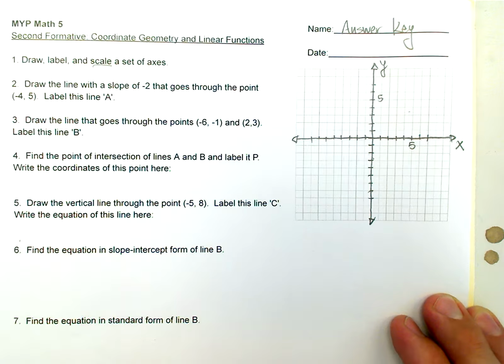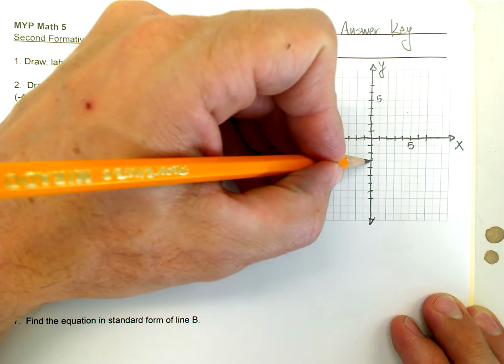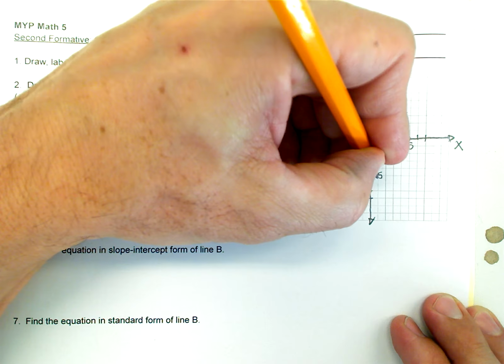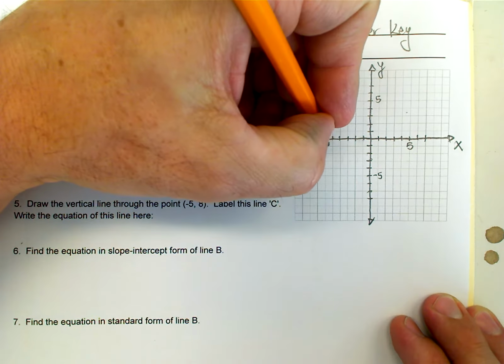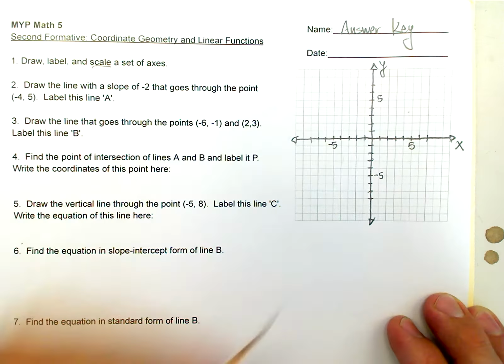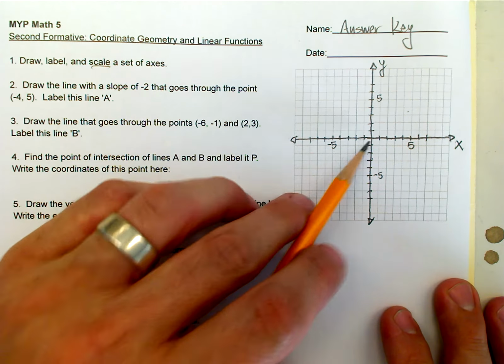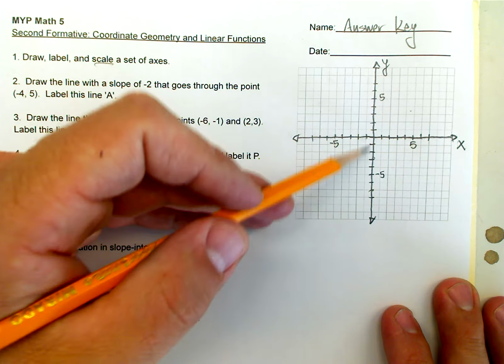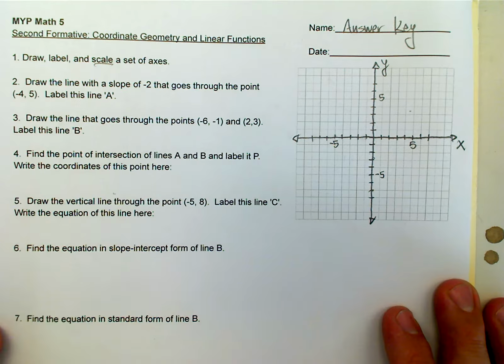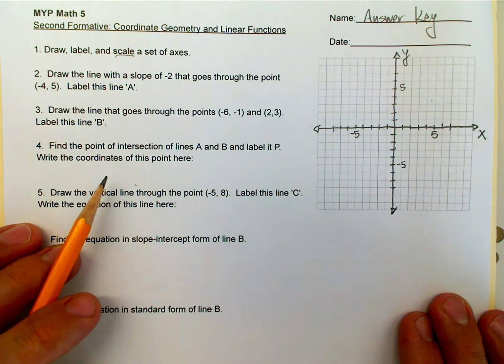1, 2, 3, 4, 5. This is positive 5 for the y. 1, 2, 3, 4, 5. Negative 5 for y down here. And 1, 2, 3, 4, 5. Negative 5 here. So each box is worth 1 unit. And I've also indicated the positive and negative directions when I scale these axes. So there we go. Number 1, finished.